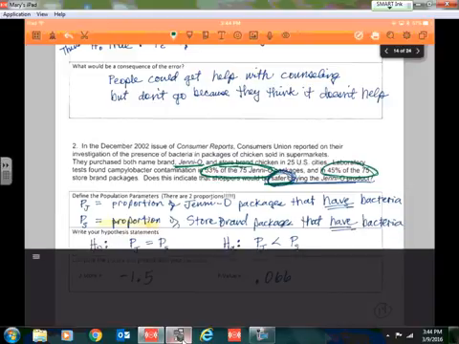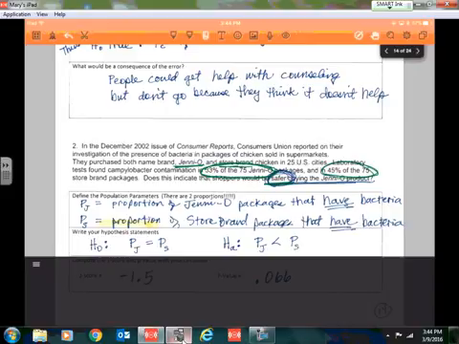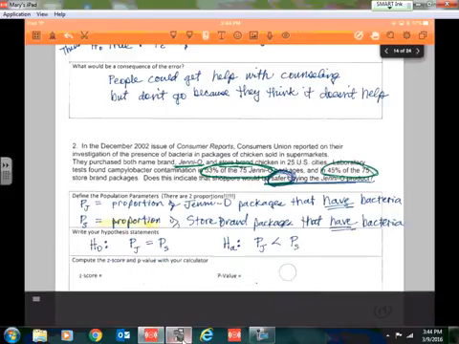So our hypotheses, of course, we start off that they are the same in what they have, but since we wonder if Jennie-O is safer, that means that Jennie-O would have less bacteria than the store brand. So we wonder if the proportion of the packages that have bacteria for Jennie-O is less.